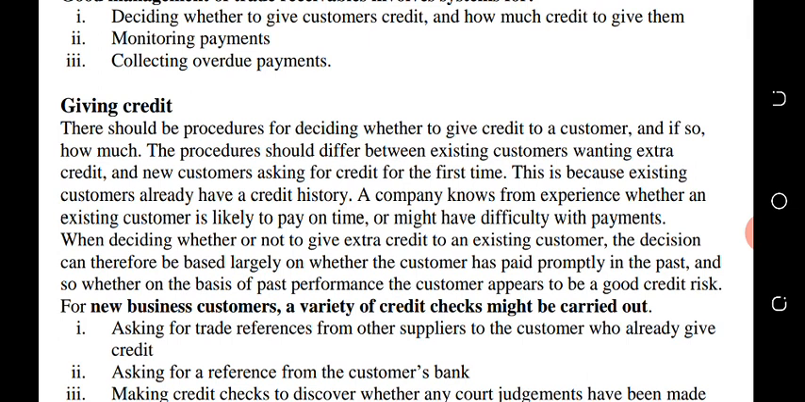This is because existing customers already have a credit history. Because you have already come to understand our existing customers, they have a credit history. So we should understand our customers very well, and know our existing customers and how much credit we should be able to give them, which they can repay when due.